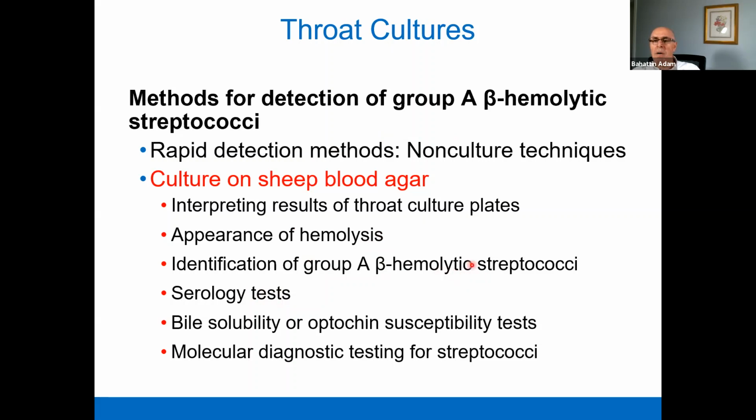We also are performing some serology tests in order to diagnose such kind of infection, okay, and putting in bacitracin or some other chemicals such as optochin. These are a kind of susceptibility test, okay, for beta hemolytic streptococci, and also there is molecular diagnostic testing for streptococci.